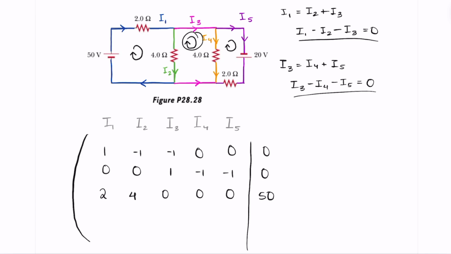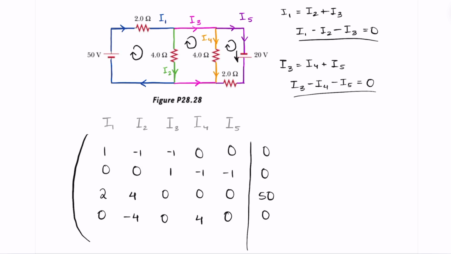Now we look at loop 2, which has no battery, so we will write 0 on the right side. Then we have current 2, which is going in the opposite direction as the loop, so the resistor will have -4 ohms right under I2. Now we look at wire 4, which has another 4 ohm resistor, but this time it's going the same direction as the loop, so this will be a +4. And wire 3 has no resistors, so that's 0, and the other 2 wires aren't in this loop, so those are zeros.